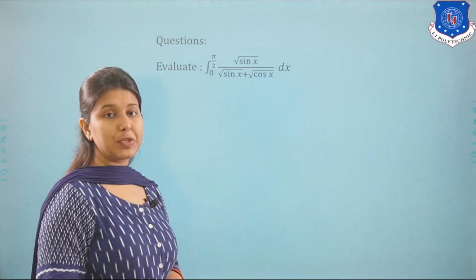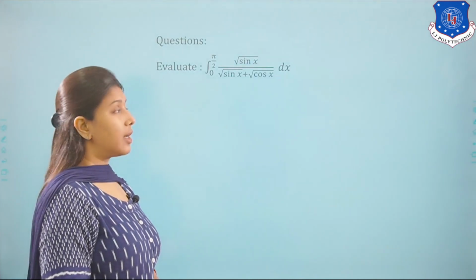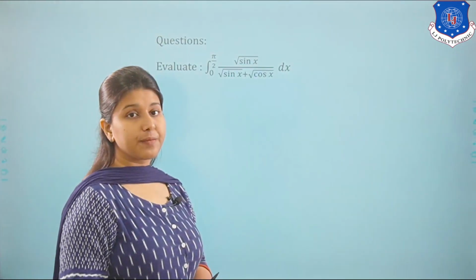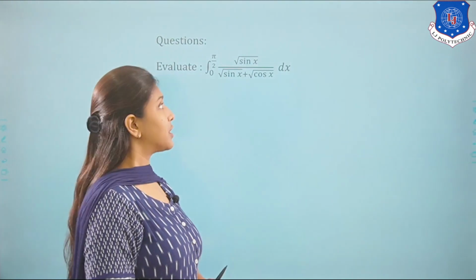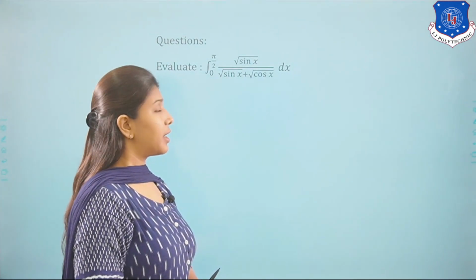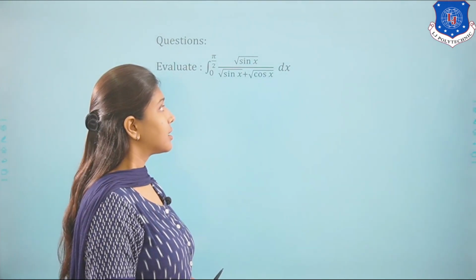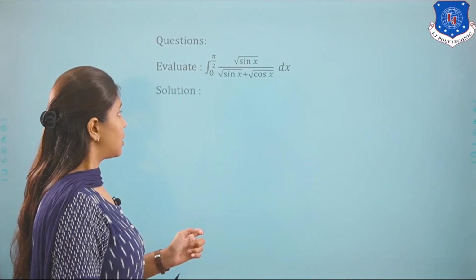Here our question is to find the integration from 0 to pi by 2 of under root of sine x divided by under root of sine x plus under root of cos x dx. See the solution.